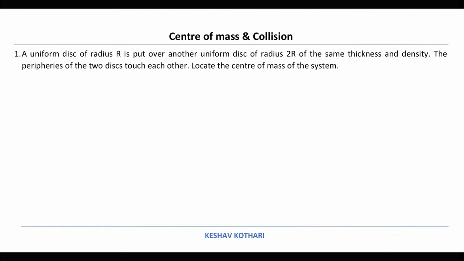So let us deal with the problem solving session of center of mass and collision. So we are dealing with the first problem. A uniform disk of radius r is put over another uniform disk of radius 2r of the same thickness and density. The peripheries of the two disks touch each other. We have to locate the center of mass of the system.